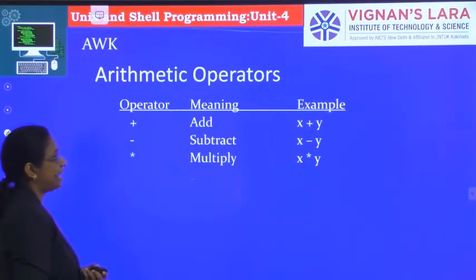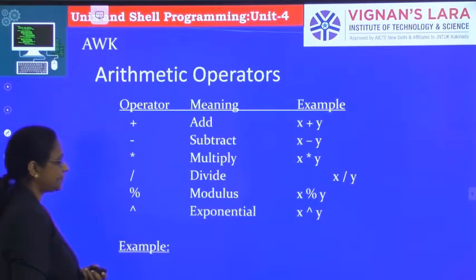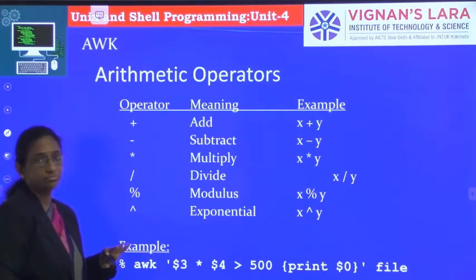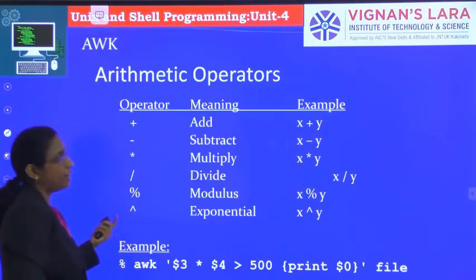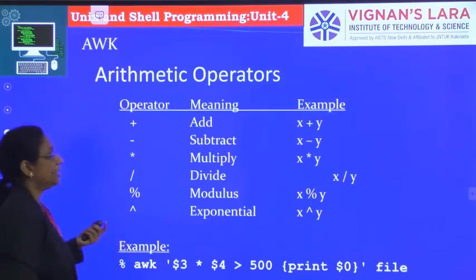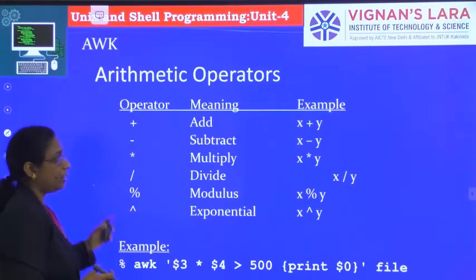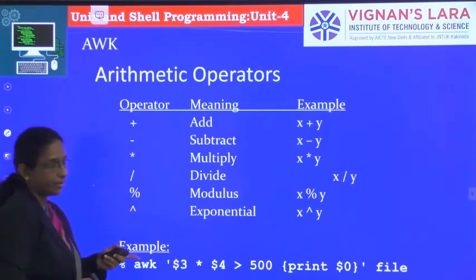Already we have said that the awk command supports arithmetic operations on the records. Whatever fields or records you have in the file, you can do arithmetic operations on them. These are the different arithmetic operators supported by awk: plus, minus, multiplication, division, modulo, exponential.